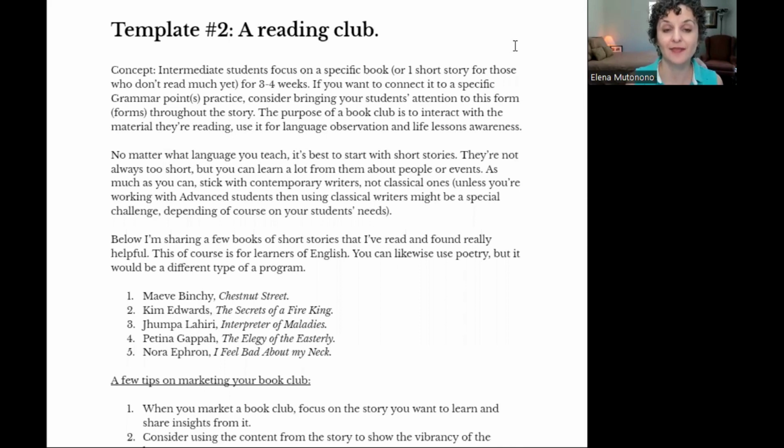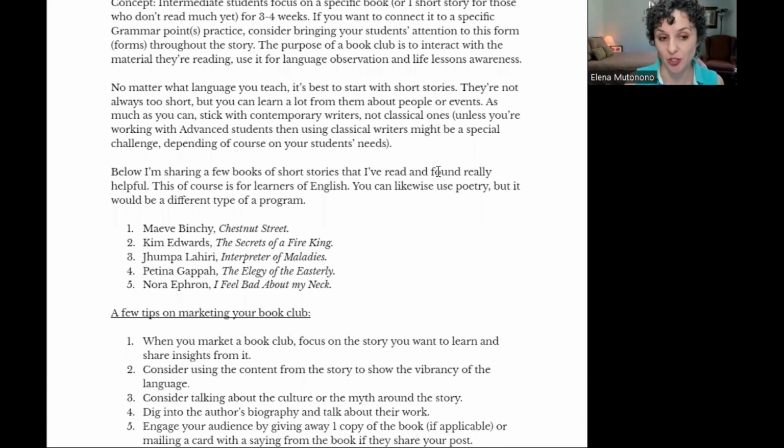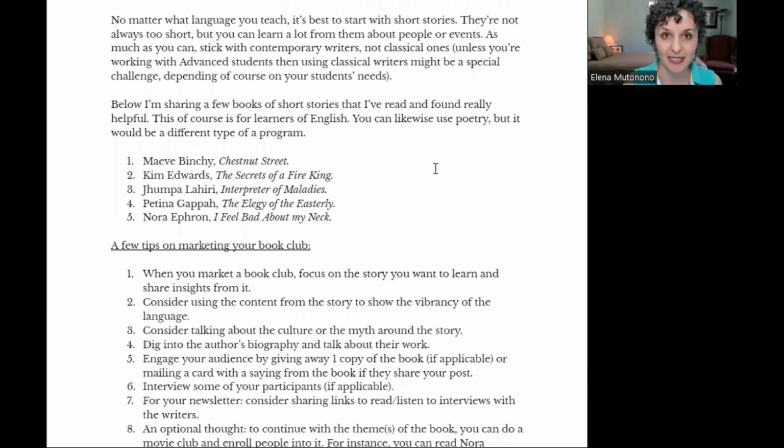And then if you have several people, you can keep a group chat. And in the group chat, people can talk about the subject matter based on the program and the prompts that you will have created. So for those who teach English, I recommend several books, but you can, of course, choose whatever short stories you like.